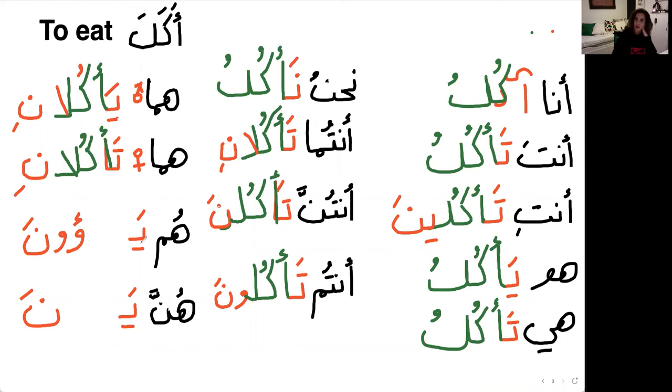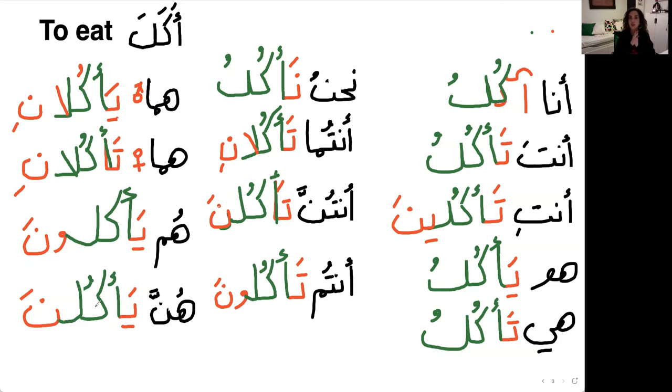هم, they, as of 3, masculine. هم يأكل. And I don't need the hamza with the seat. There's no hamza here. It's just يأكلون. هم يأكلون. They are eating or they eat. Hunna is they feminine, plural as of 3. Hunna, I fill in my root. يأكلن. They, women, eat. Hunna يأكلن.